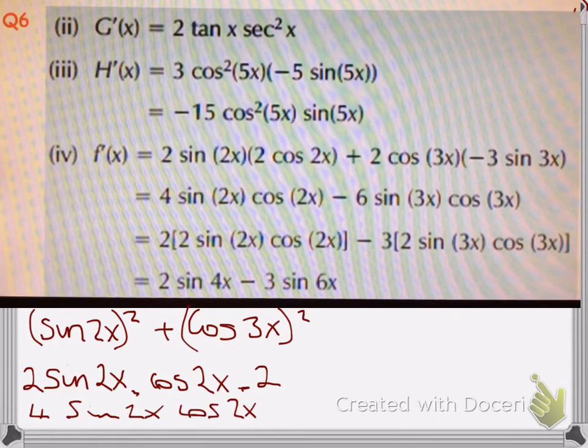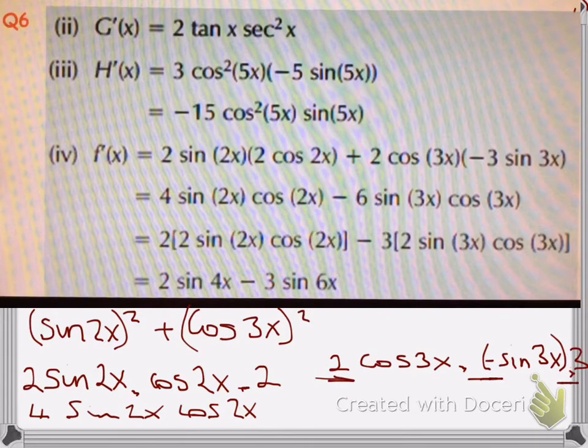Then do it for the other bracket. Cos 3x to the power of 2, the derivative of that is going to be 2 times the bracket to the power of 1, anything to the power of 1 is just itself, times derive the trig function, cos 3x is going to turn into minus sine 3x. Then derive the angle, the derivative of 3x is 3. So you're multiplying 2 by minus 1 by 3, and that's how they're getting minus 6. So minus 6 cos 3x sine 3x.